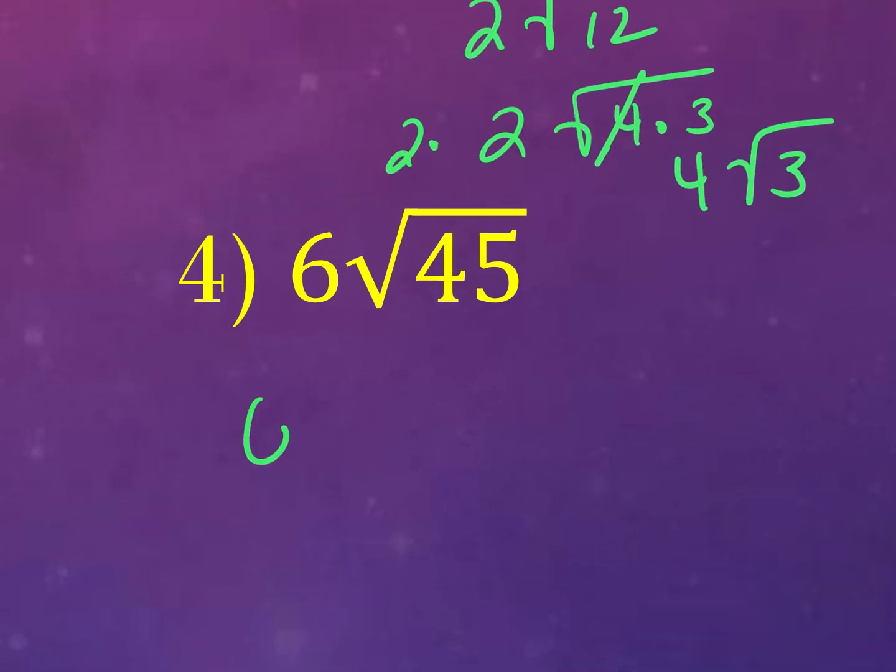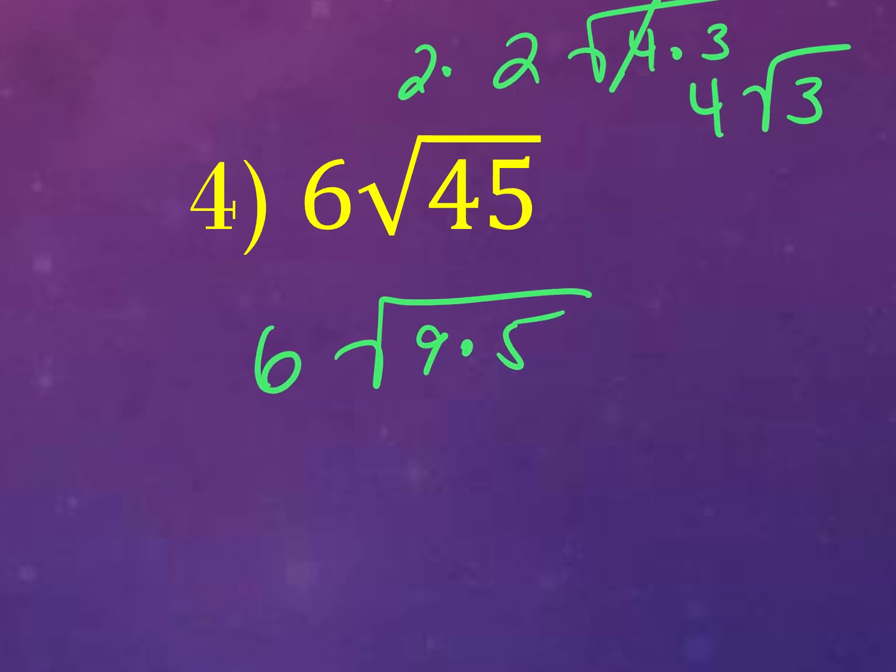All right. 45. 9 and 5. Okay, so 6 is on the outside. Then I have 9 times 5. Perfect. What is the square root of 9? 3 comes out. What's 6 times 3? So 18 square root of 5.